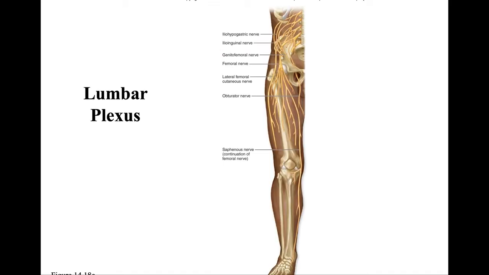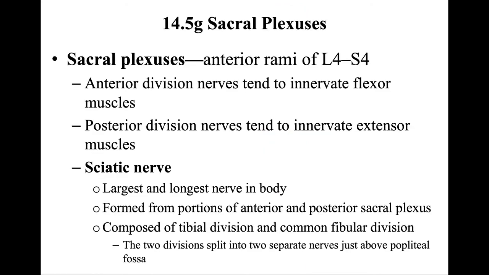Again, here's a picture version. So lumbar plexus, femoral nerve. The next one is sacral plexus. Now the sacral plexus has a very important nerve. As you can see down here, it says sciatic nerve. It's the largest and longest nerve in the body.